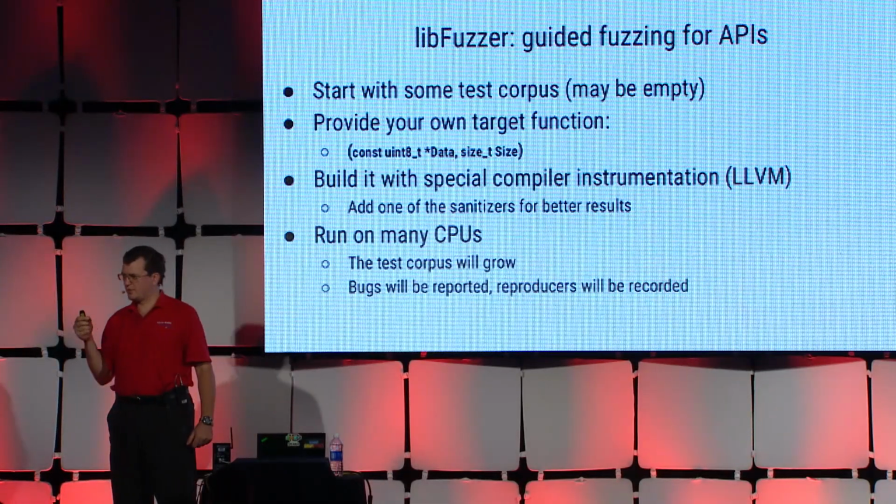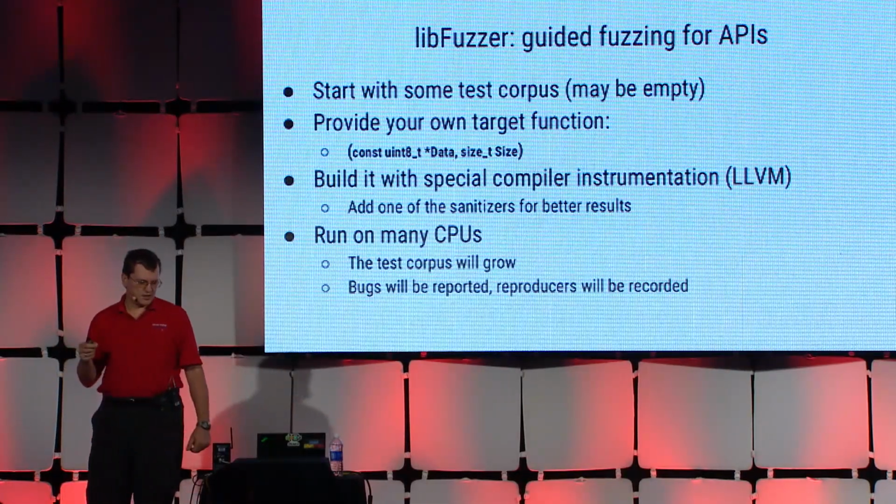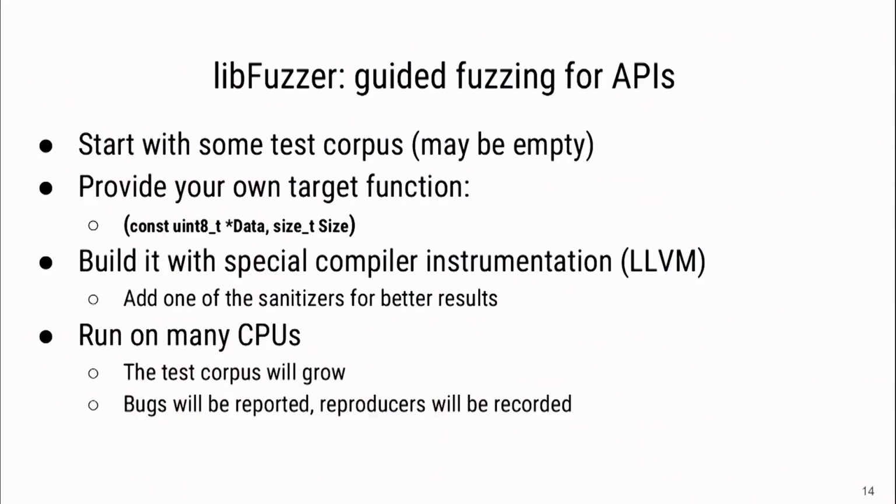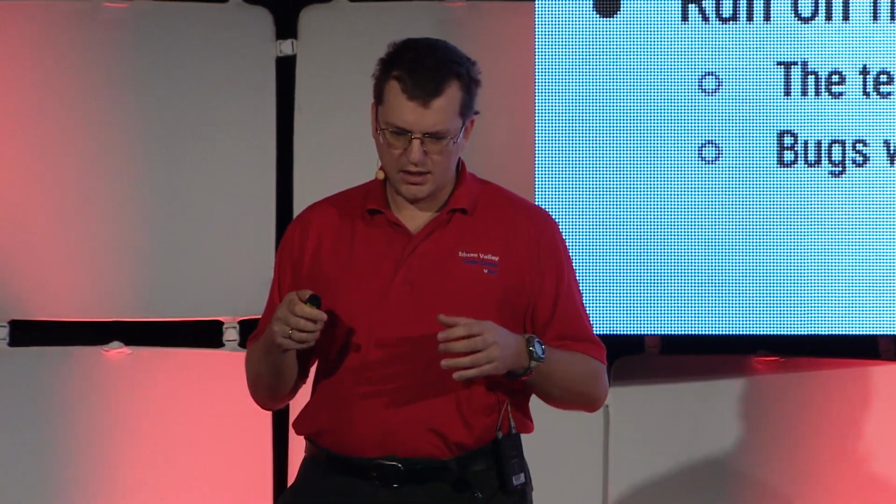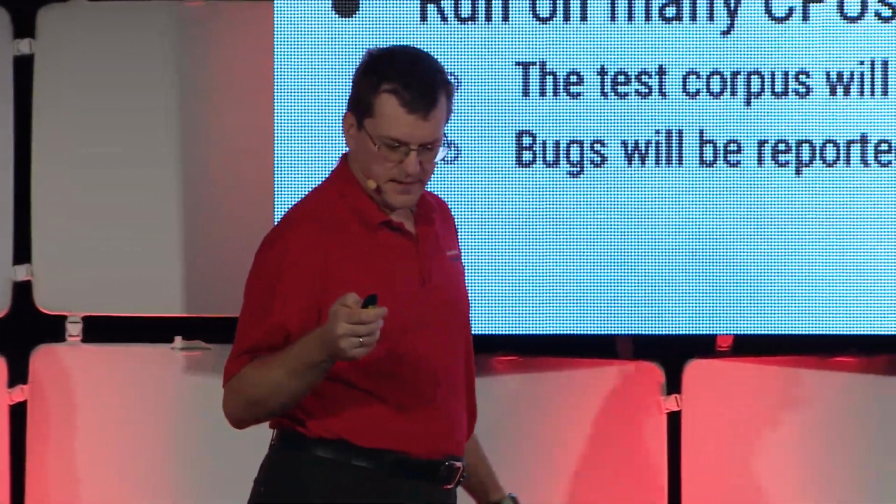The next step is to implement what we call a target function. Target function is a simple C function that takes an array of bytes as a parameter and does something interesting with these bytes. Parsing some data format, for example. The next step is to build your library or API and the target function with a special compiler switch. Today it's available only in LLVM. I hope we'll see it in GCC at some point. You are also encouraged to add one of the sanitizers to get better results, to find bugs quickly and with more detail.